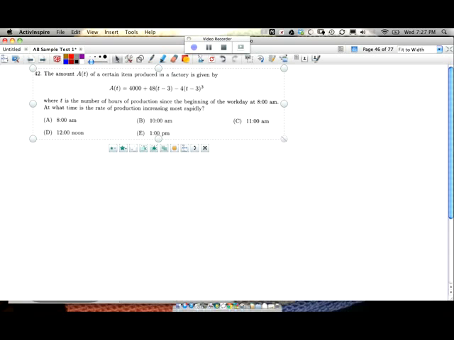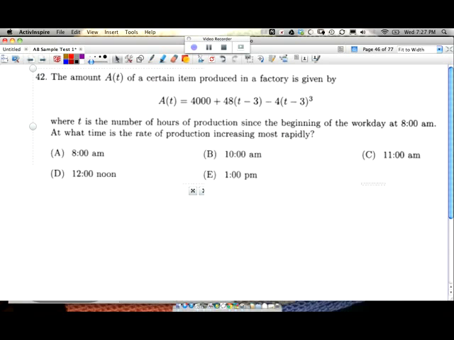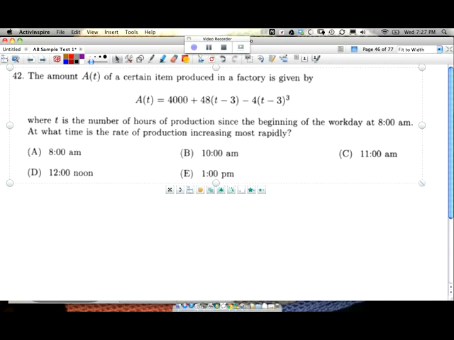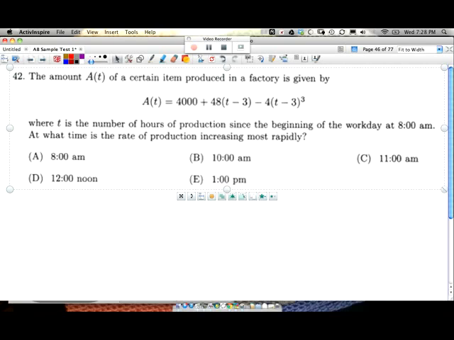The amount A of t of a certain item being produced in a factory is given by this, where t is the number of hours of production since the beginning of the workday at 8 a.m. Okay, so right here, this is t equals 0 when we start. At what time is the rate of production increasing most rapidly?